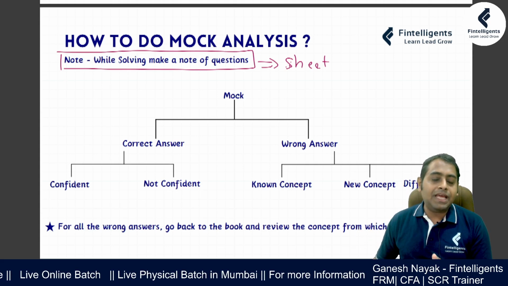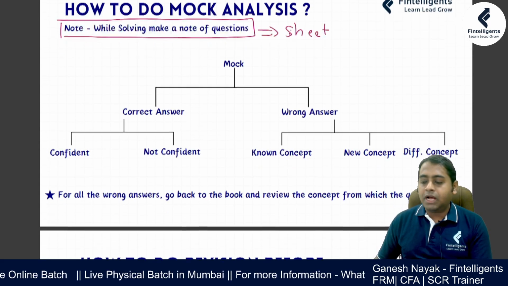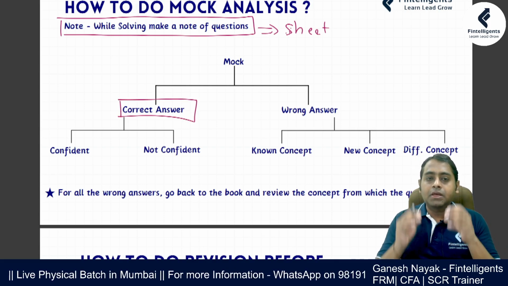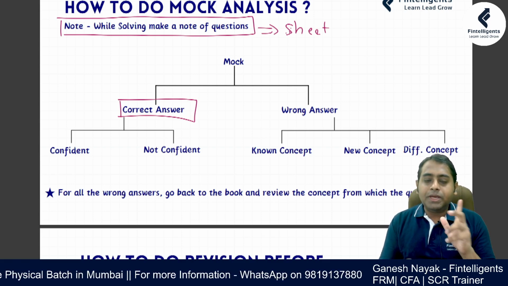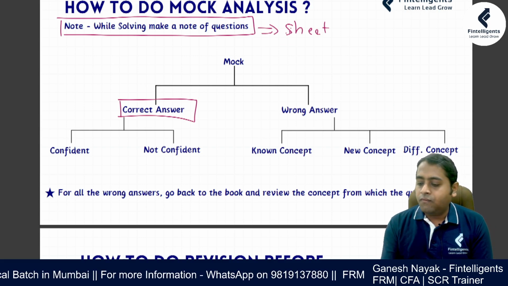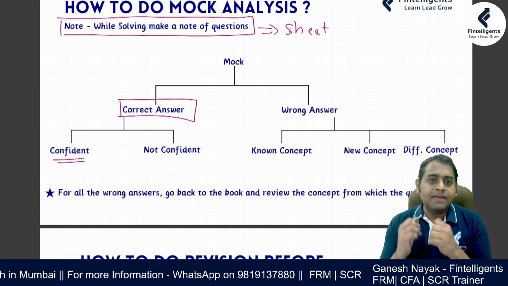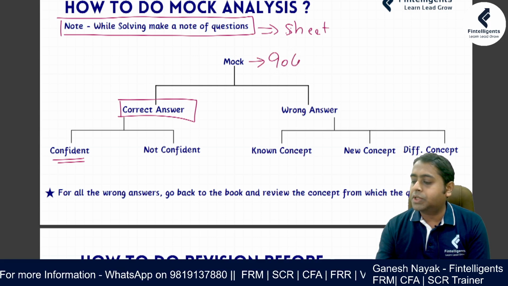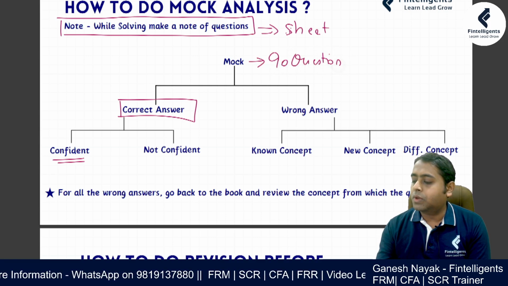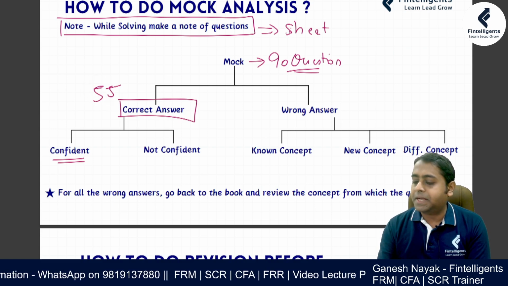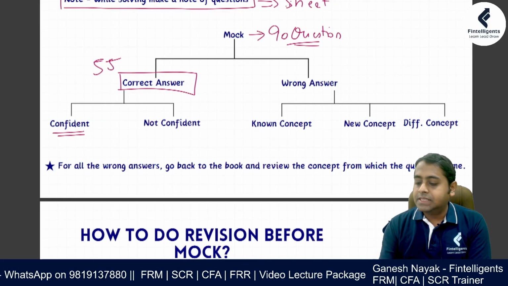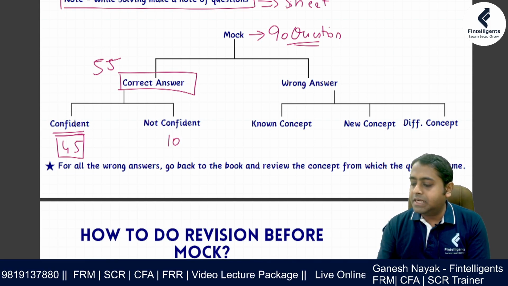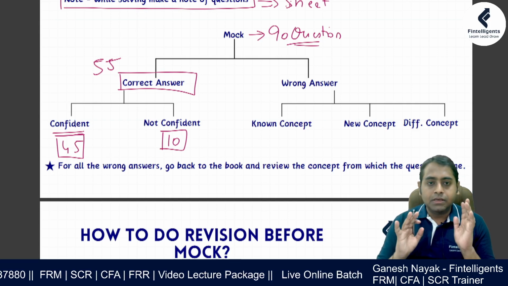Now, when you solve the entire mock, you're looking at the right and the wrong answers. Right answers we generally tend to avoid, but my suggestion would be to look at the right answers first and identify how many of these right answers you were very confident on. For example, out of 90 questions, I got around 55 correct. But out of that 55, around 45 I was 110% sure this is going to be the answer, but for the remaining 10 I was not confident. I made a calculated guess and it turned out correct.